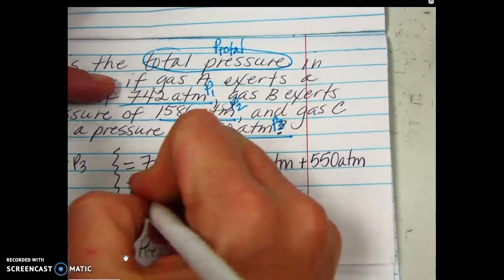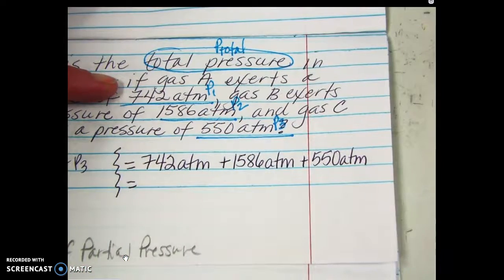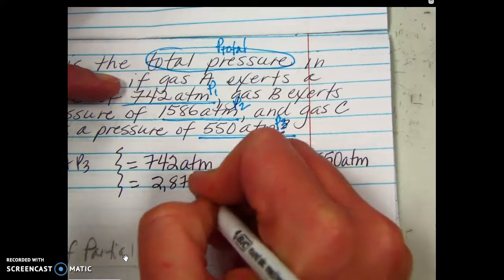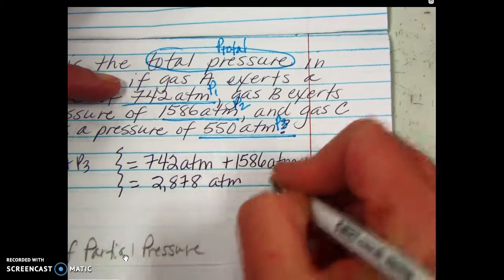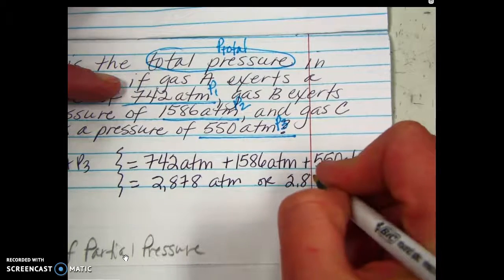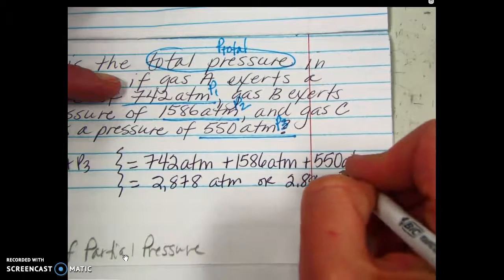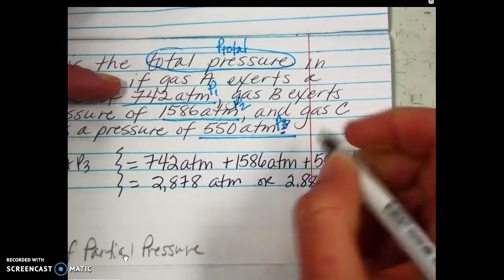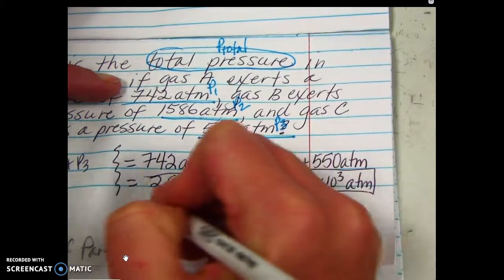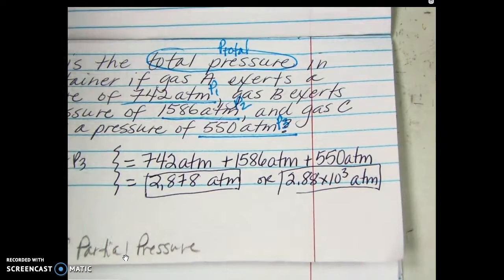And then we're going to add. So you're going to add these 3 together, and that gives us our total pressure of 2,878 atmospheres, or 2.88 times 10 to the 3rd atmospheres. Actually, I guess that should have been just 2 sig figs, but that's okay. All right, so that's Dalton's law of partial pressure.